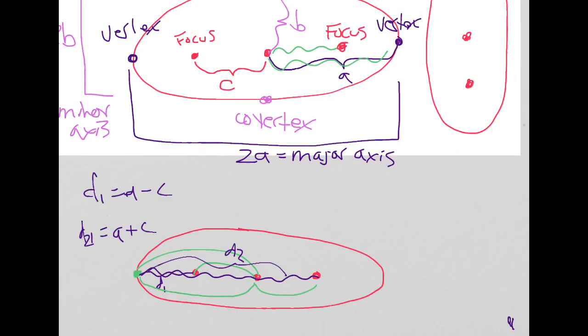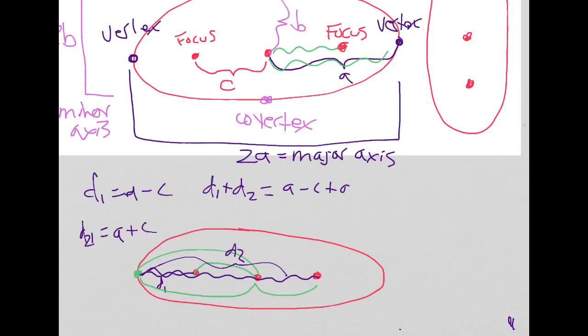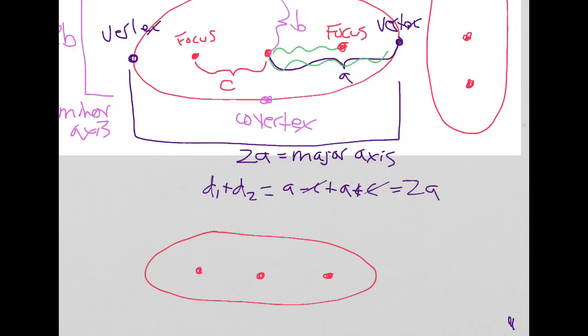D2 is going to have a length of A plus C. So then we know the constant D1 plus D2 is going to have a length of A minus C plus A plus C. And so the C's cancel out, we get A plus A. We get that the D1 plus D2 constant that is forming this ellipse is actually the length of the major axis, 2A. So we learned something very useful just by looking at the vertex as a special point.